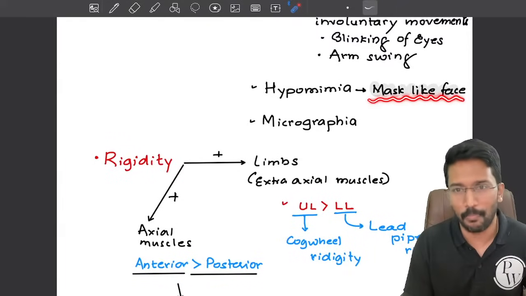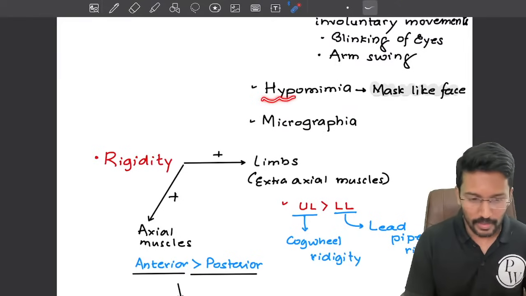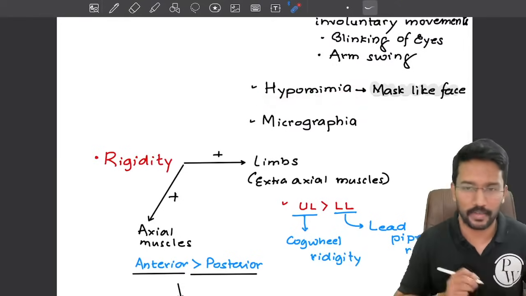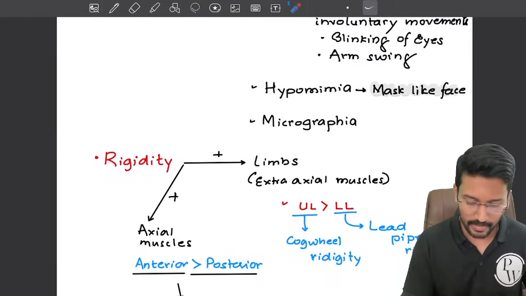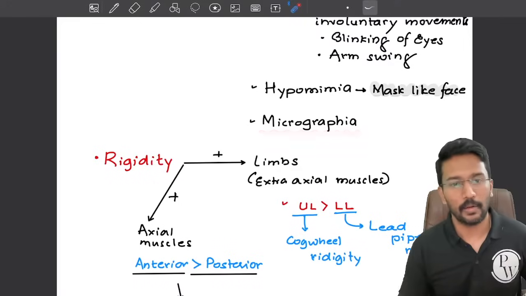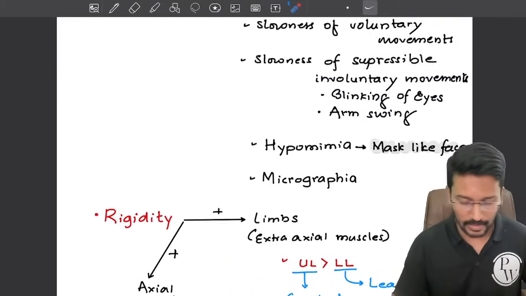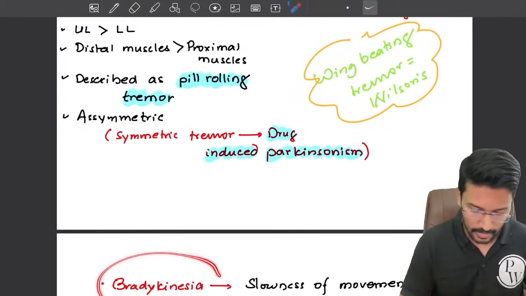So we describe it as mask-like face or hypomimia. Also, because it takes longer time for them to write large letters, their handwriting becomes very small. We call it micrographia. That is a second cardinal manifestation, bradykinesia.